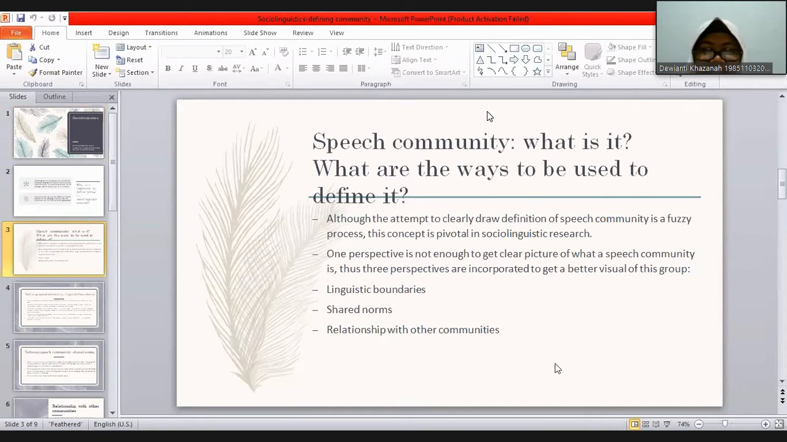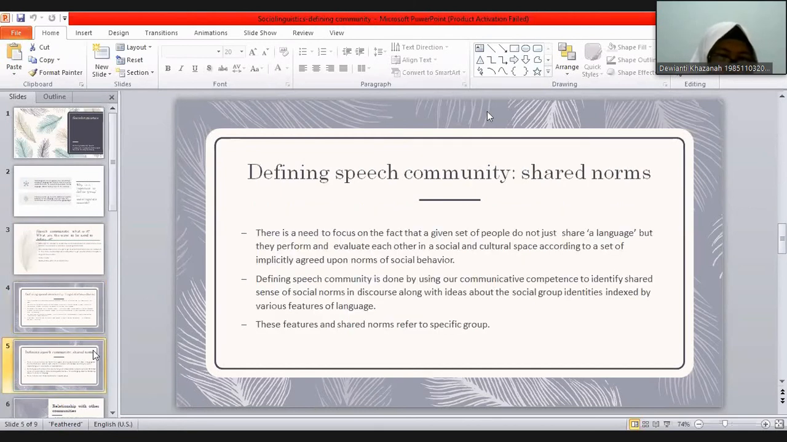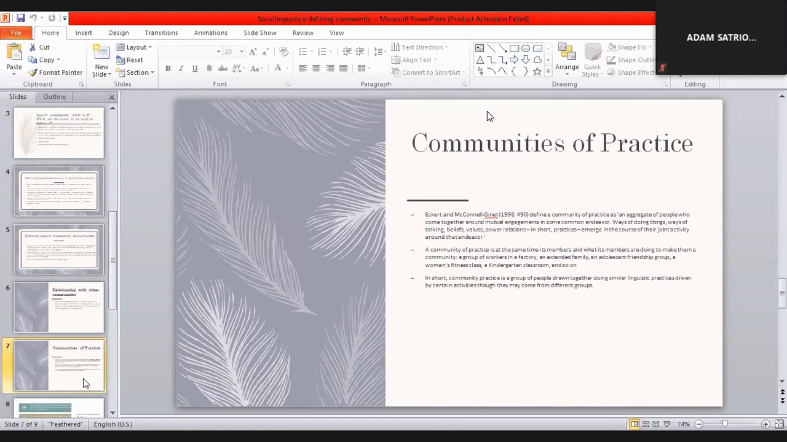Oke. Maaf ya, barusan siapa yang bertanya? Mbak siapa? Utita. Sebentar, Utita ya, Mbak Utita. Let me try to find you in this. Yes, Mbak Utita. What is that? Could you explain once more about community practice? Community of practice. Ya, okay. Community of practice.